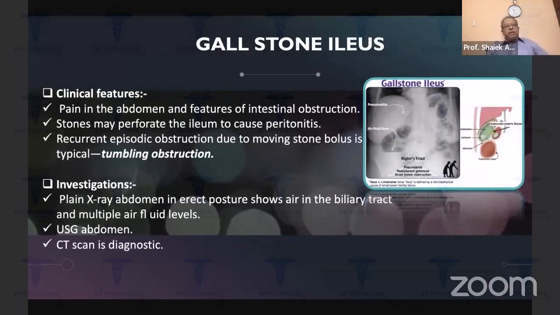Clinical features are pain in the abdomen and features of intestinal obstruction. Stones may perforate the ileum to cause peritonitis. Recurrent episodic obstruction due to moving stones or bolus is typical, a tumbling obstruction. Investigations: plain X-ray abdomen in erect posture shows air in the biliary tree, which is called pneumobilia, and multiple air-fluid levels in the intestinal obstruction. An ultrasound of the abdomen can detect the air in the biliary tree, and CT scan is diagnostic.